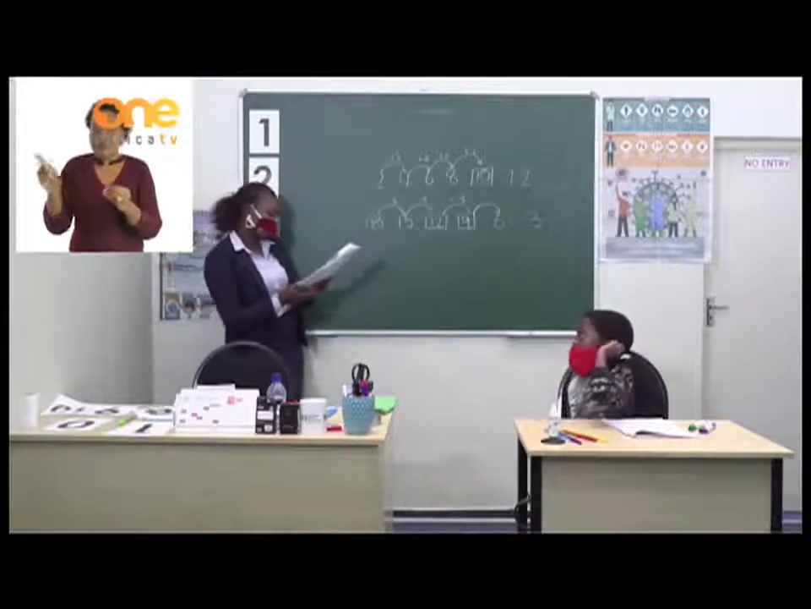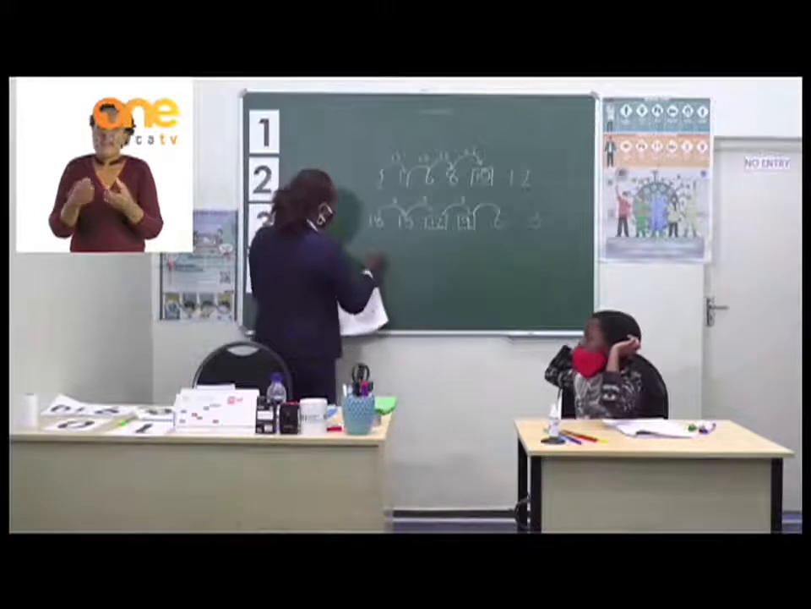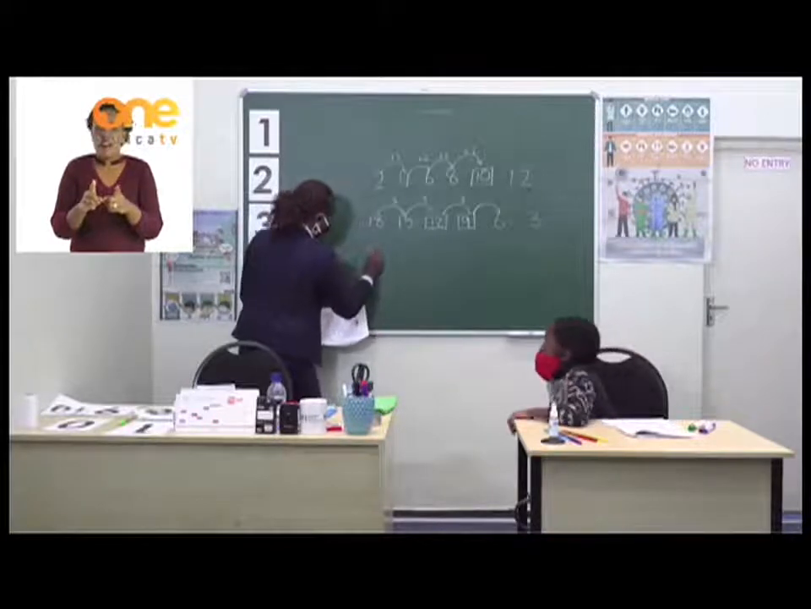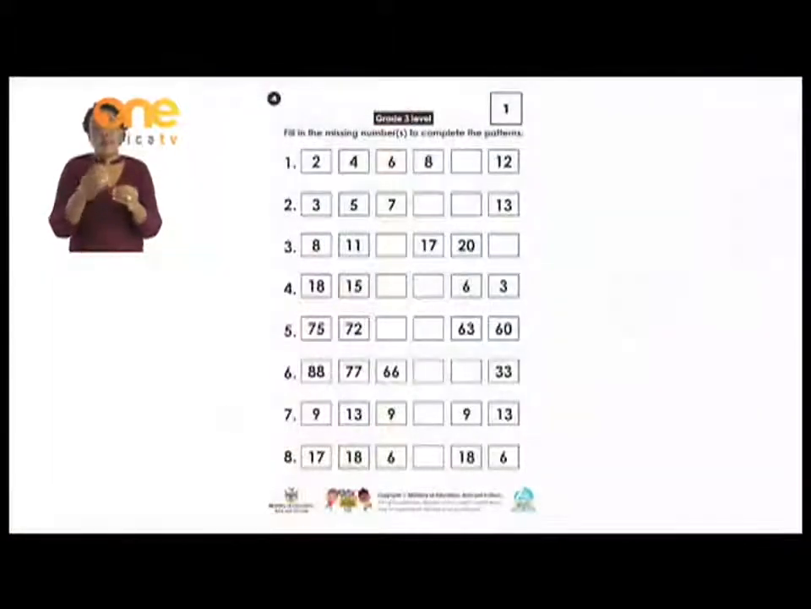We have a different concept at number 7 from our booklet. Let's check. We have a 9. We have 13. We have a 9 again. We have a box. We have 9. We have 13.